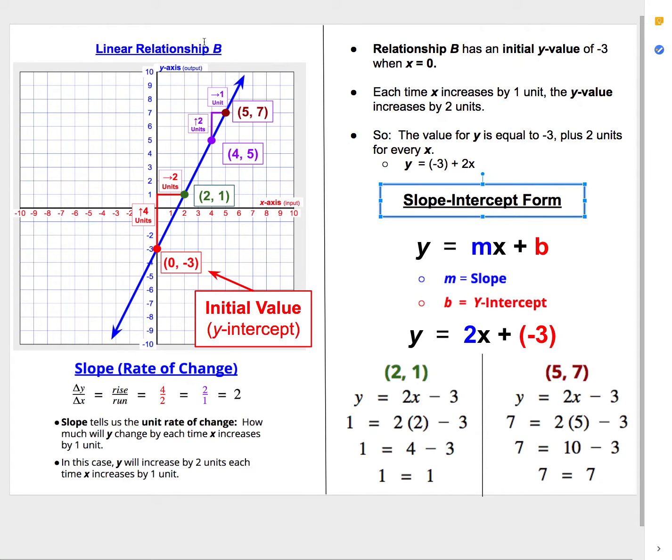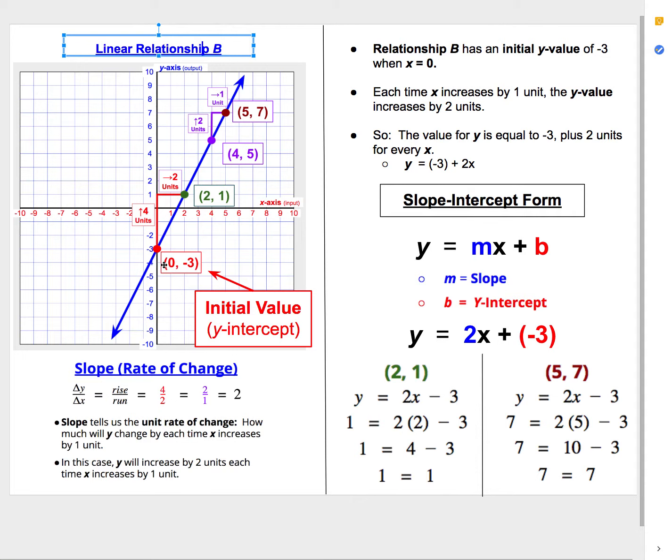For our example, linear relationship B, we see this blue line and a bunch of work done already to determine both the slope and the initial value. Recall the initial value is the y-intercept. It tells us where the blue line crosses with the y-axis, and the blue line hits the y-axis at (0, -3). That tells us when x is equal to 0, the beginning of this relationship, y will have an initial value of -3.